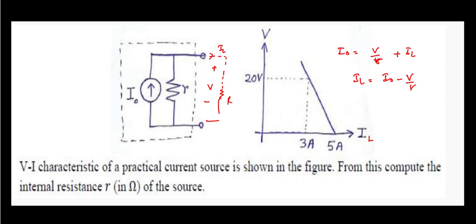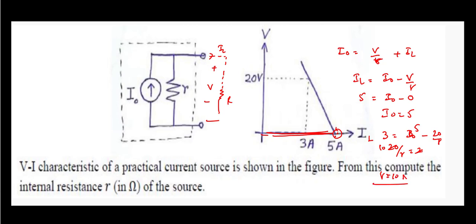So IL equals 5 amperes. For IL equal to 5 amperes, what is the voltage? Here at 5 amperes, the voltage is 0. So when the voltage equals 0, IL equals 5 amperes, meaning I0 equals 5 amperes. When IL equals 3 amperes, I0 is known, and V is 20 volts, so 20 by R. I0 is 5, so 20 by R equals 2, and R equals 10 ohms.